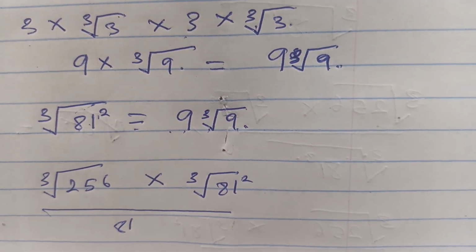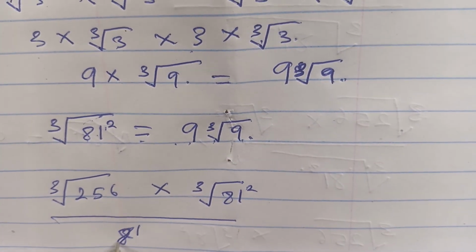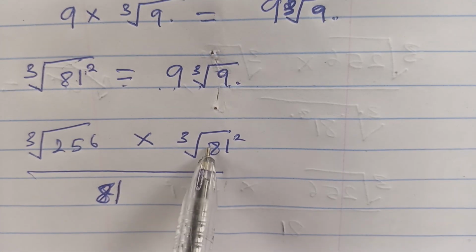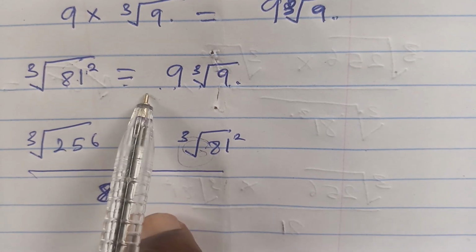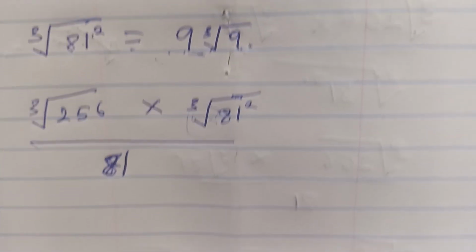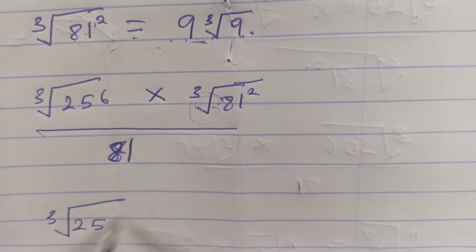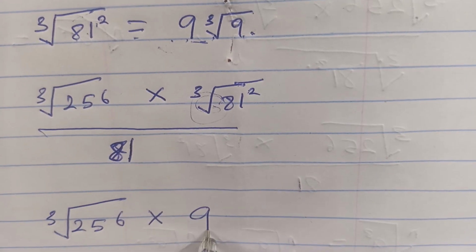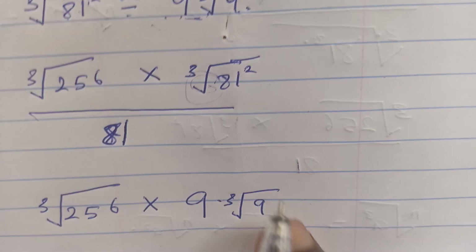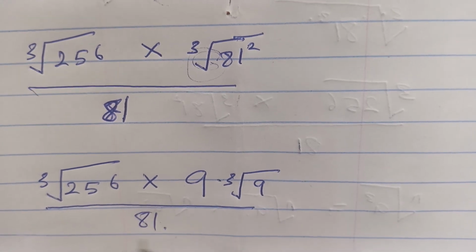Okay, so this is what we are now having, 81 here. We've done this, and we said the whole of this is equal to this. So we can write further the cube root of 256 times 9 times the cube root of 9, over 81.